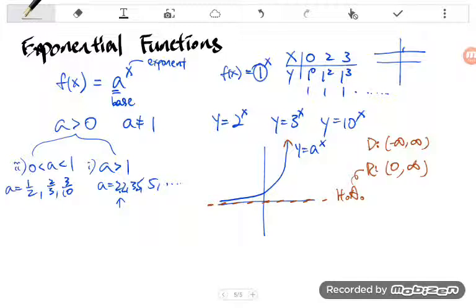Okay. All right. I think I will make another video where we will be going over exponential functions where my base is a fraction. Okay, I'll be talking about that in the next video.